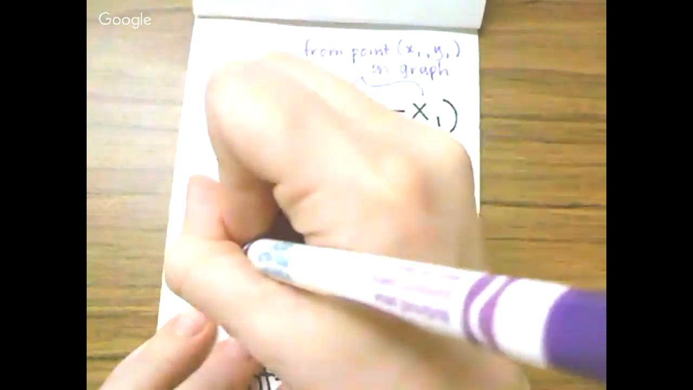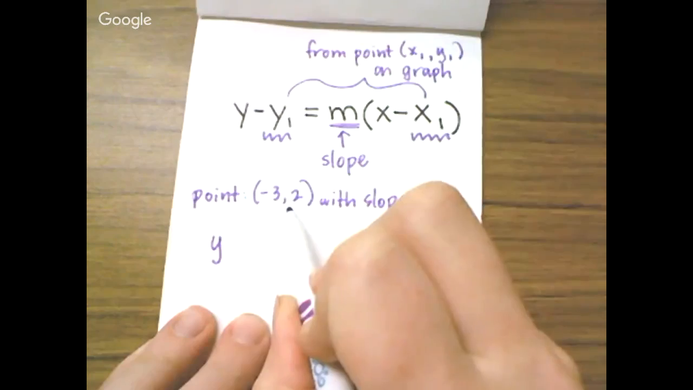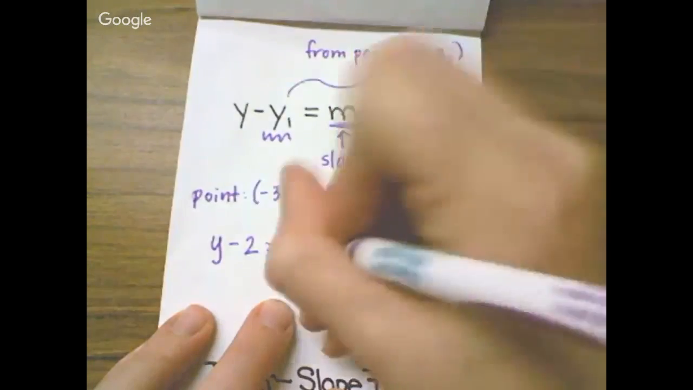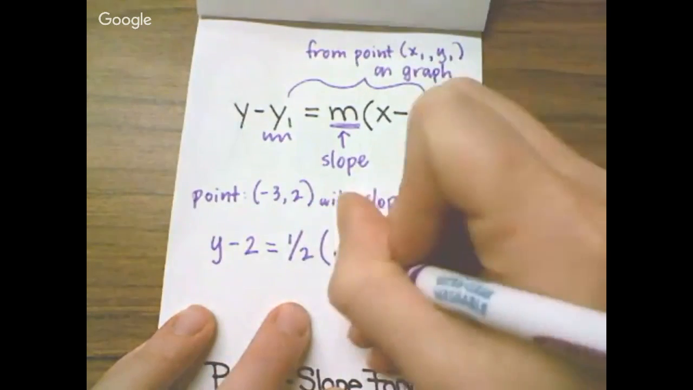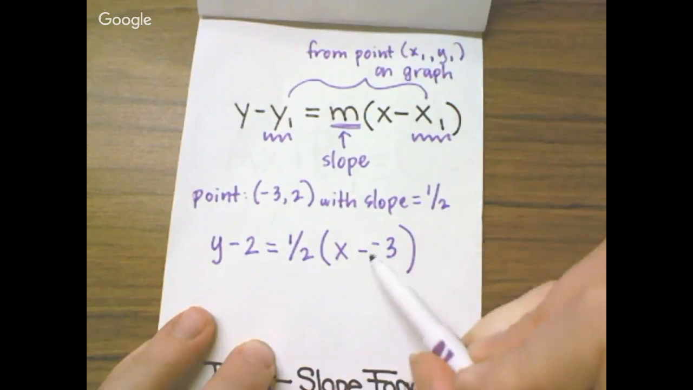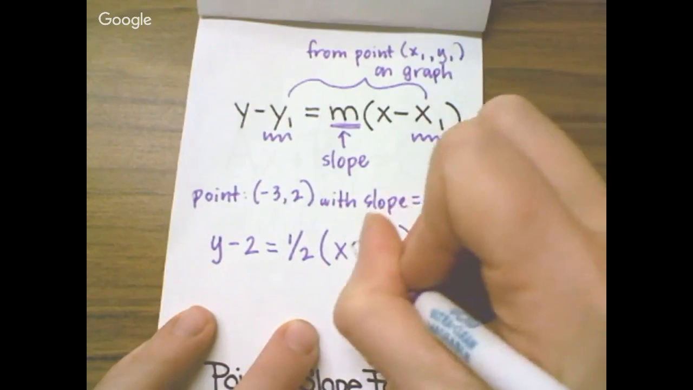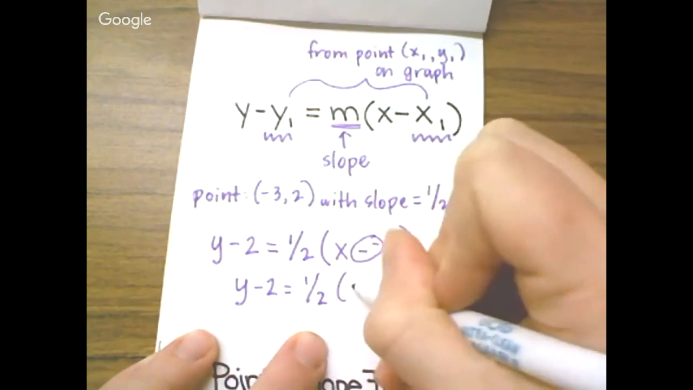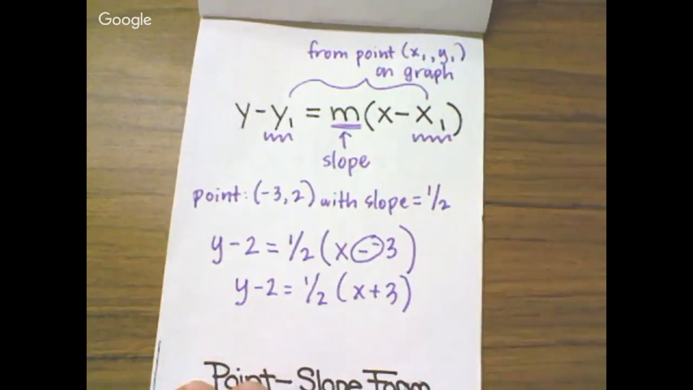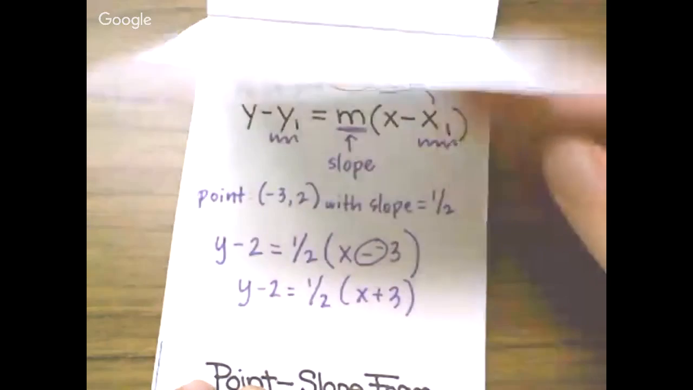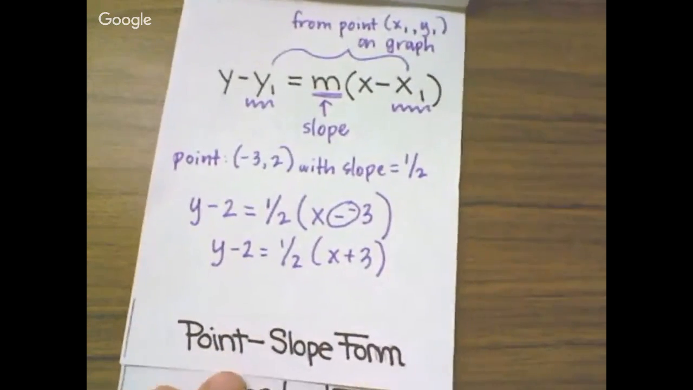So my point slope form is just y. My y point is 2 equals, my slope is 1/2, x minus -3. Now, what happens when I have that minus and negative? Well, that's just going to change into x plus 3. And I don't need to simplify any further. I could, and if I do that, I could simplify into my slope-intercept form. But for right now, I'm just going to leave it as point slope.